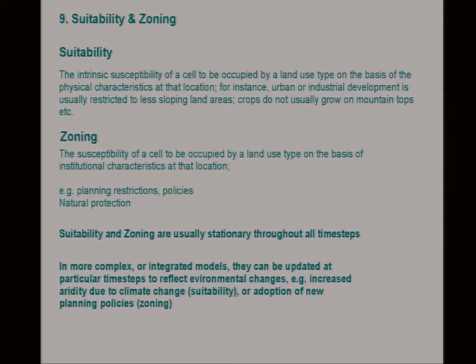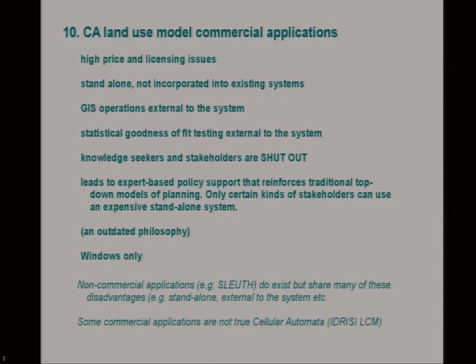So zoning, again, this is the institutional characteristics, so the planning restrictions and policies. Generally, these are stationary throughout the time steps. You could update them in an integrated model to feed in from some other information you had. So aridity due to climate change here, for example. In this example, I've not done any of that. It's stationary. What's the problem?